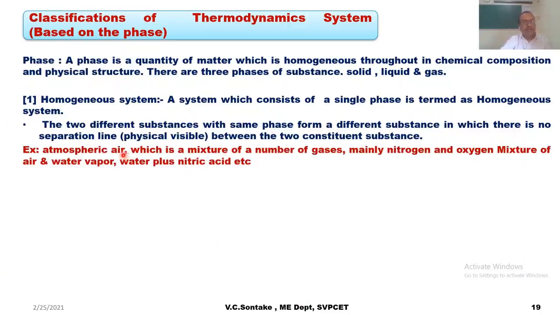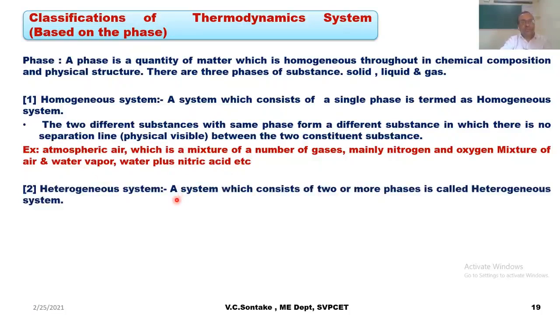Example, atmospheric air. Atmospheric air is a mixture of so many gases, nitrogen, oxygen, all in gaseous phase, and they are mixed so homogeneously you cannot identify the presence of oxygen or nitrogen in atmospheric air. Similarly, air and water vapor, and water plus nitric acid. Water plus nitric acid are both in liquid phase and they are thoroughly mixed.